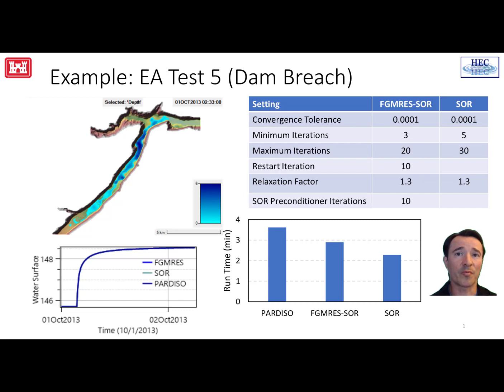The test case was run in RAS with the 3 available matrix solvers. The table on the right shows the parameters for the iterative solvers. The bar plot on the lower right shows the runtimes with the 3 solvers. Compared to Partiso, the FGMRES and SOR solvers had speedup factors of about 125 and 160% respectively. These were all run with 8 cores. The plot on the lower left shows a comparison of water levels at a point downstream and demonstrates that the 3 solvers produced essentially the same result. The iterative solver parameters were not calibrated but simply estimated based on the recommended range and experience, so they could be optimized further to get even faster runtimes.